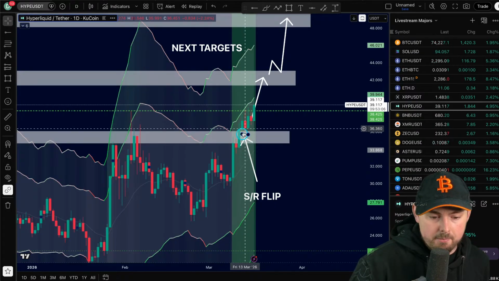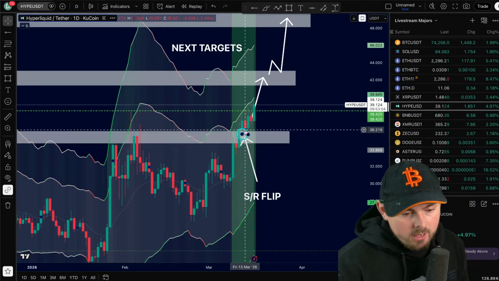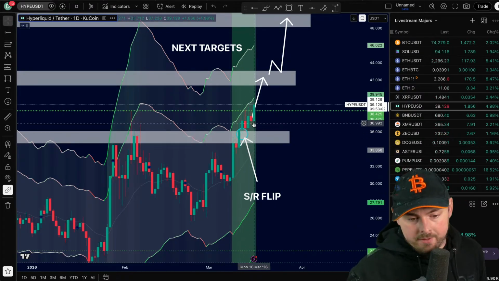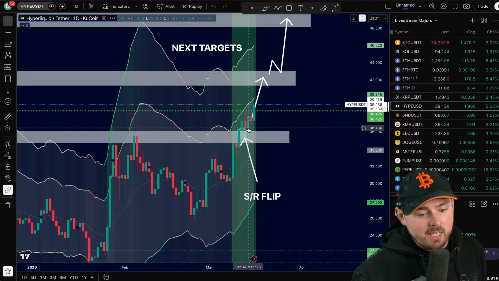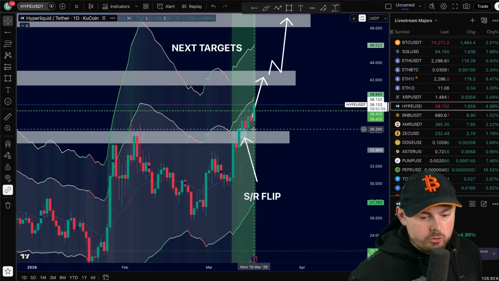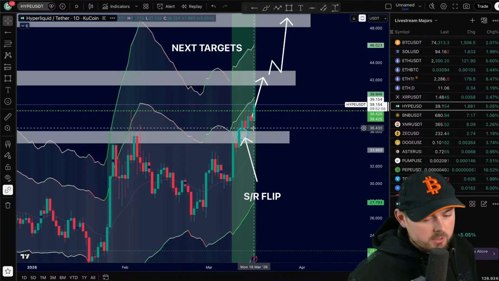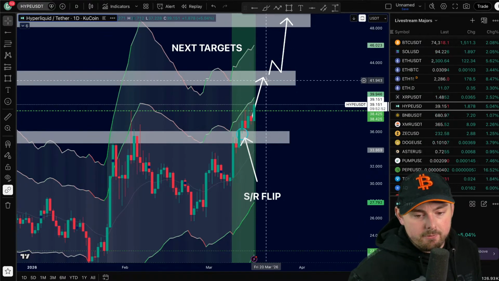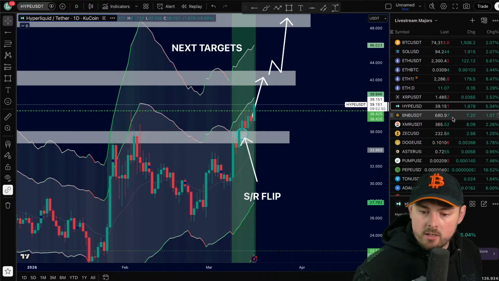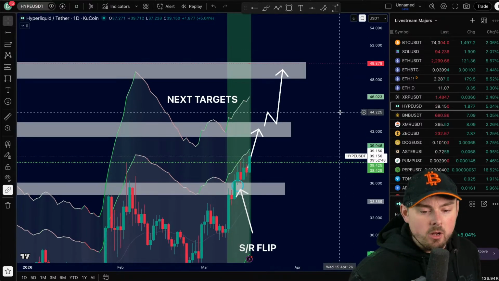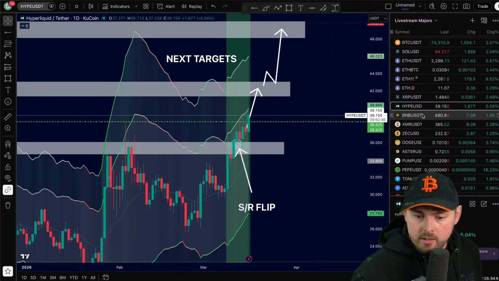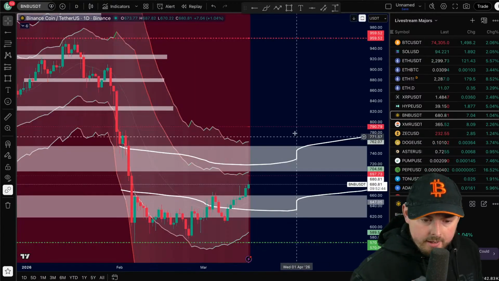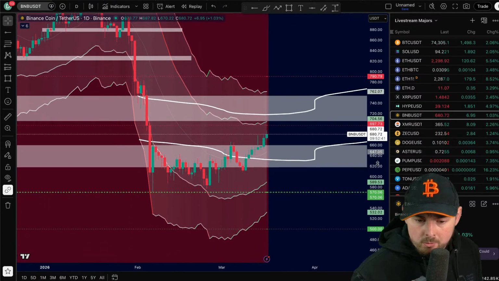Obviously, the SR flip being there in this grey area. We came down and tested it again on Friday. Even on Saturday, quite a close drop down. Where Saturday opened was 36.5. But we've started pushing now to that next target of 40, 42-ish, and then maybe eventually up towards 50. But Hype's proving to be the strongest out of everything at the moment.